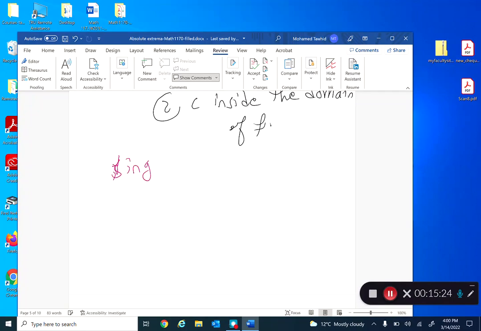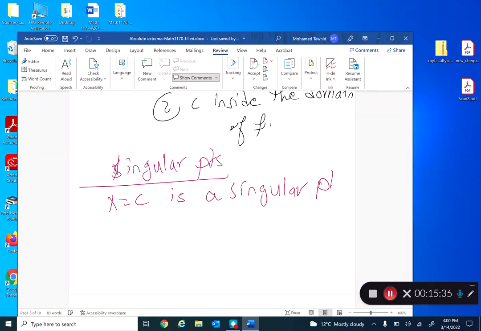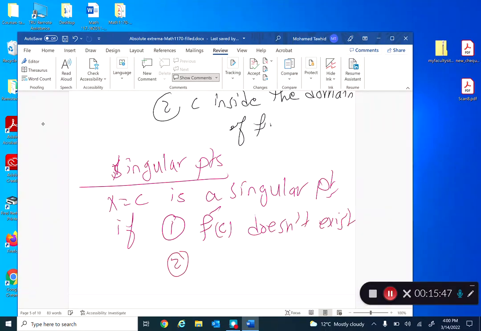What is a singular point? Here, x equals c is a singular point if condition number 1, your derivative at c does not exist. Does not exist means you are not able to compute it. Number 2, c must be inside the domain. Inside the domain. Okay, let me explain what a singular point is.